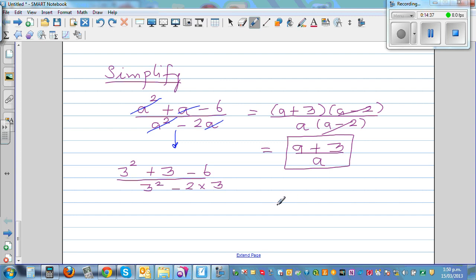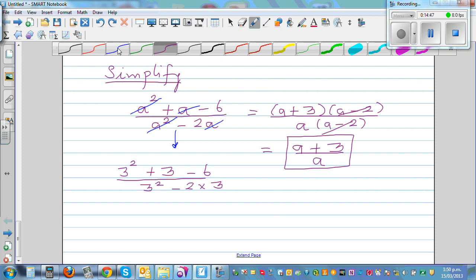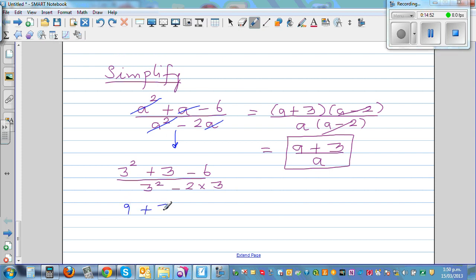Life would have been so easy if you could cancel this and this, but this is not how you do it. You have to first simplify this. So this is 9 plus 3 minus 6 over 9 minus 6. You can't cancel these 9s yet. So this is 12 minus 6, this is 6 over negative 3. You can cancel now.